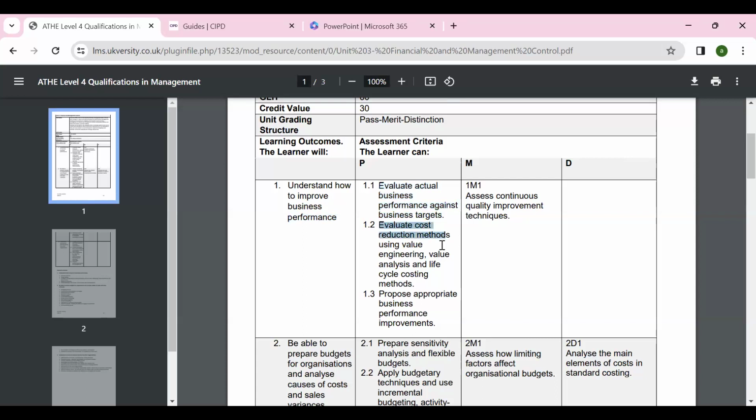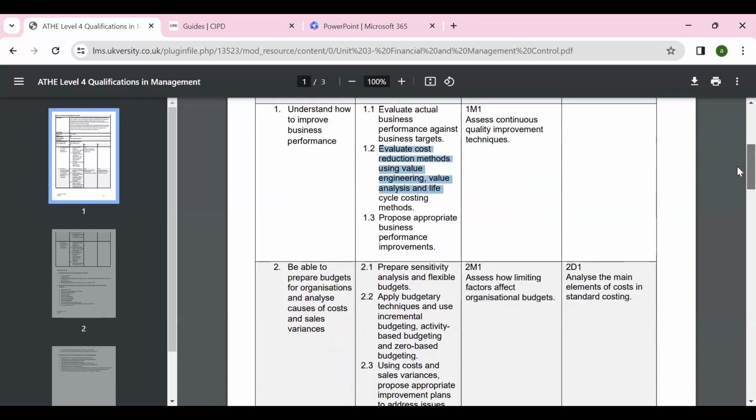Evaluate the cost reduction methods, where we can look at value engineering and life cycle costing. These methods serve the purpose of appropriate business performance improvement. When looking at business performance, it's better to keep in mind the balanced scorecard model, or BSC model, which was published by Norton and Kaplan. That's quite good to think about why we don't have Nokia anymore.